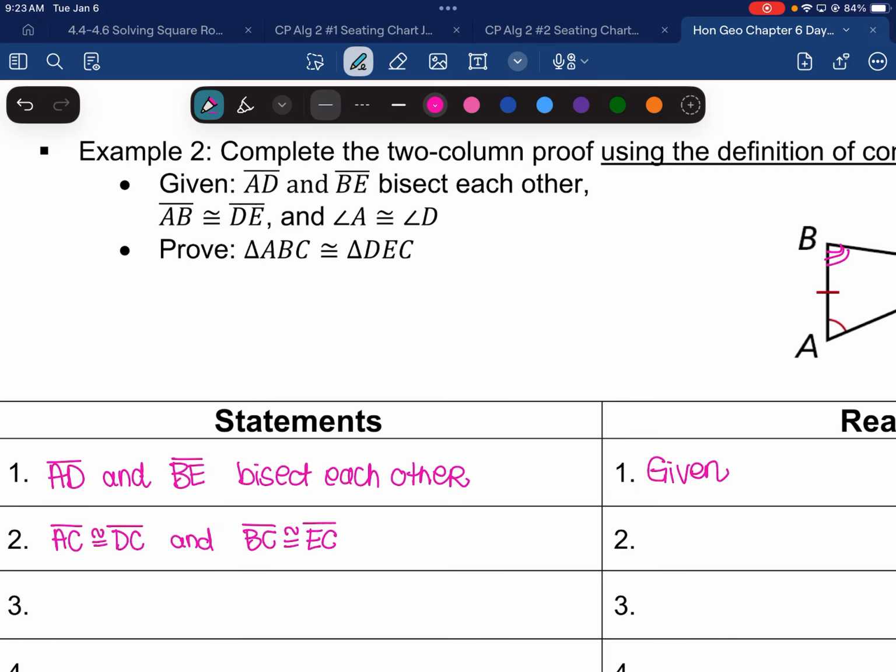Now, if you're like, well, why did you name them that way? Go back to the name in your proof statement, your congruence statement. If I say segment AC, then I gotta say DC. If I say segment BC, then I gotta say EC. What's the reason?